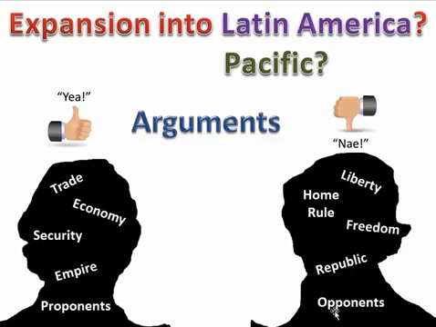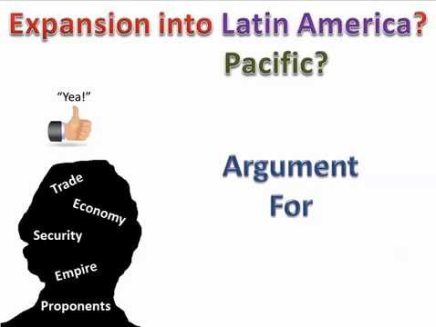The opponents, the people against expansion, say no, we're a republic, we're not an empire, that we have ideals such as freedom and liberty and home rule, government by the consent of the governed. No, we should not expand into these foreign lands. So let's look at this first argument, and let's look at a few cartoons in the newspaper at the time and some of the statements that were made.